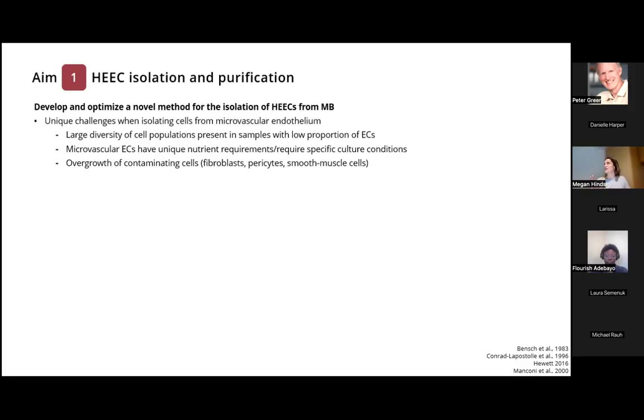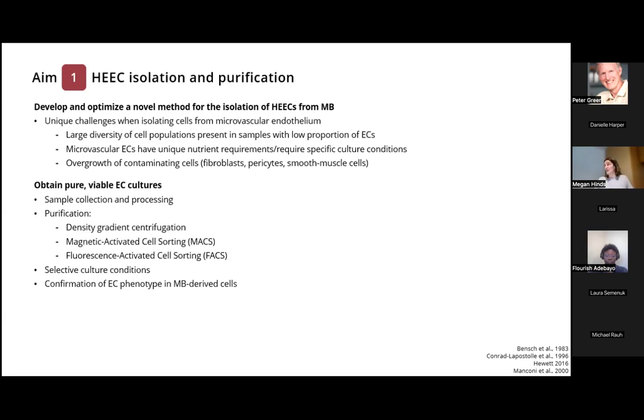Microvascular endothelial cells also have unique nutrient requirements that aren't necessarily the same as larger vessel cells like human umbilical vein endothelial cells. And because of this, contaminating cells like fibroblasts, parasites, and smooth muscle cells can easily overgrow primary cultures as they are more vigorous and divide more rapidly.